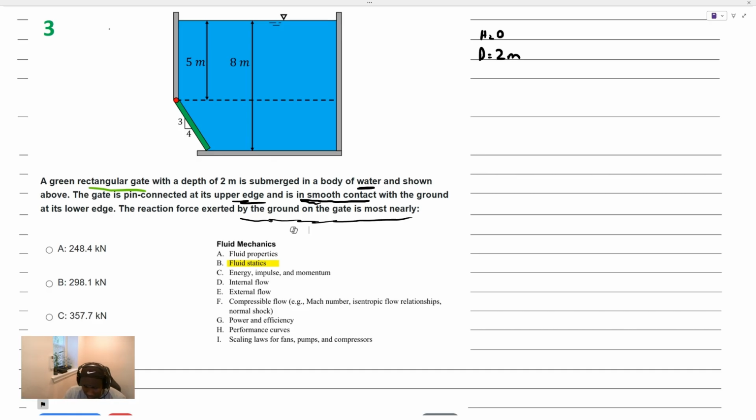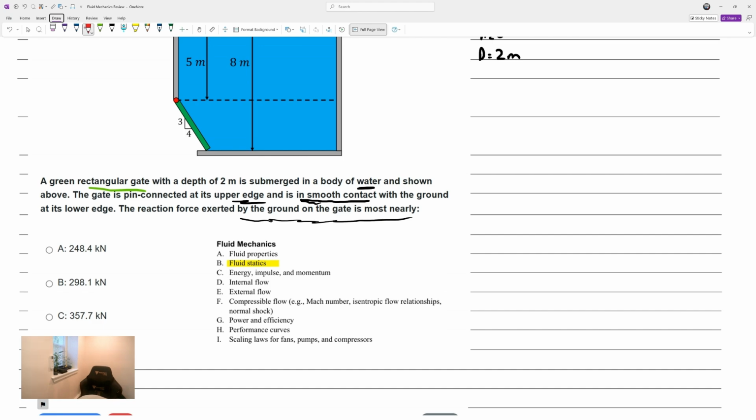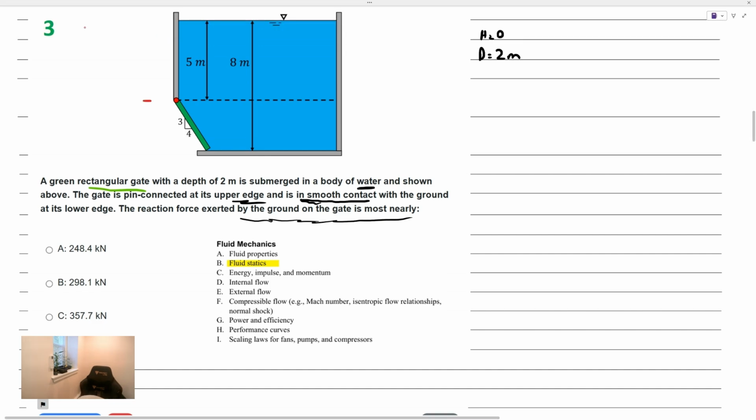So if we quickly drew a little free body diagram here, we separated this body and drew the reactions. We'd have pin reactions at that upper edge where it's pin connected. There'll be a normal force exerted from the ground onto the gate. And then additionally, there'll be some pressure force, right? I'm drawing that as a point load. It would technically be a distributed load placed at a certain point. That point we call the center of pressure.